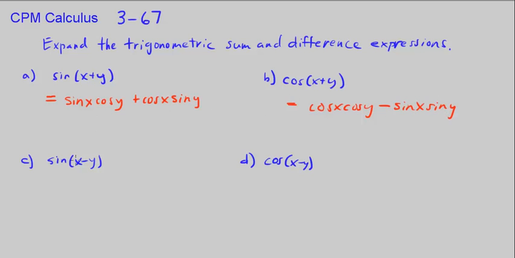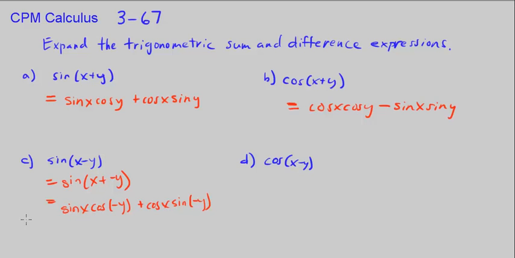Okay, so over here in part C, it's similar, but you don't really need to memorize all 4 of these if you memorize the first 2, right? This is the same thing as sine of x plus negative y, right? So then you can just go ahead and copy this, being sine x cosine, well, y now is negative y, plus cosine x sine of negative y, right?